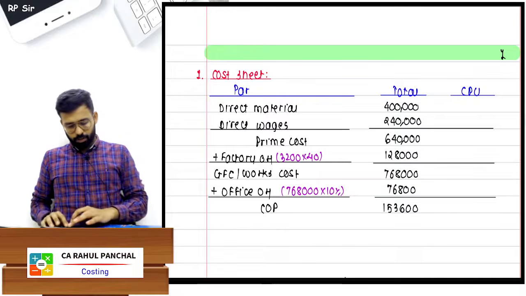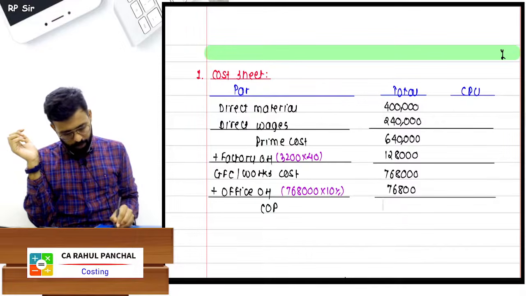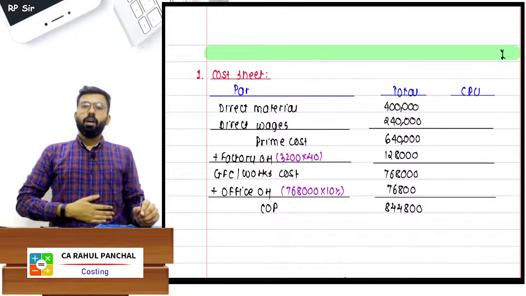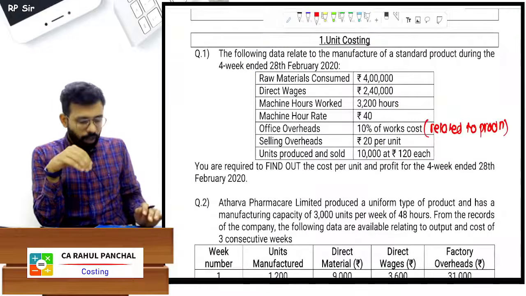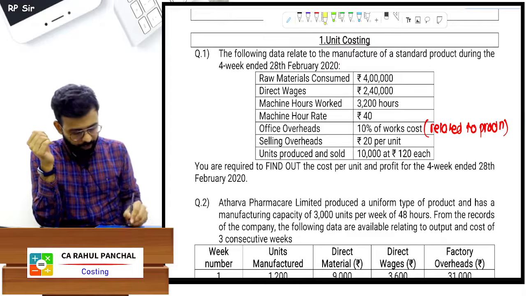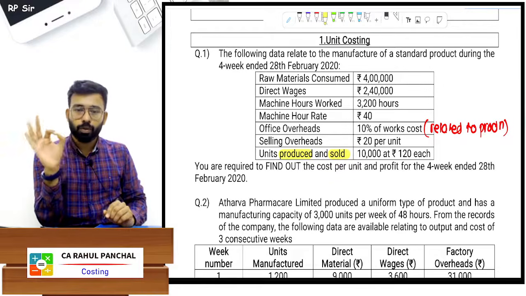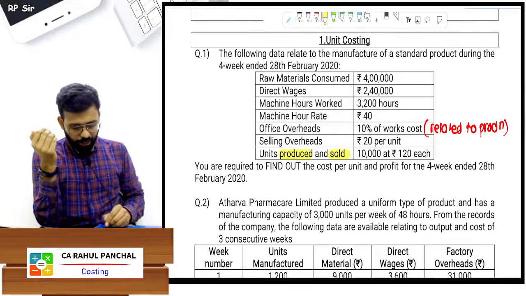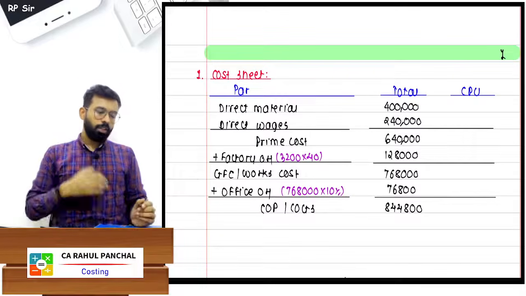One second, I think I made wrong total. The total is 8,44,800. Once you get your cost of production, because in this question you can see information with reference to closing and opening stock is not given, or I can say that production is equal to sold. Whatever you have produced, you have sold those units. So here we can say that whatever is your COP, that will become your COGS, that is cost of production will be equal to cost of goods sold.